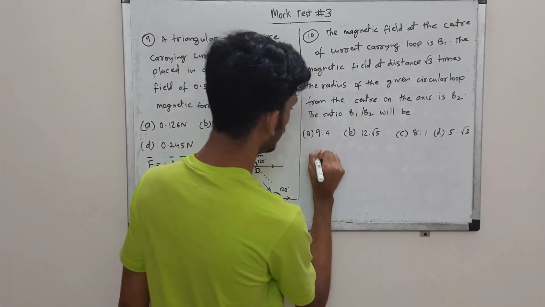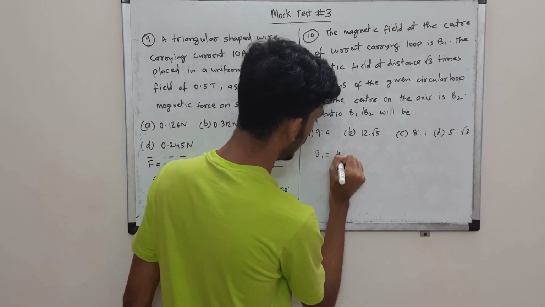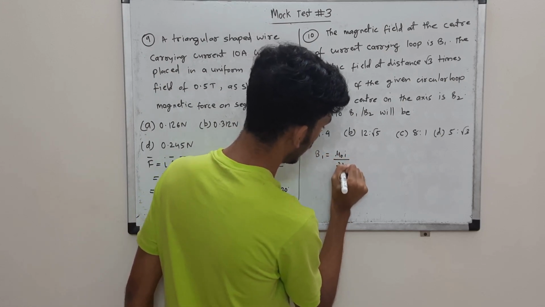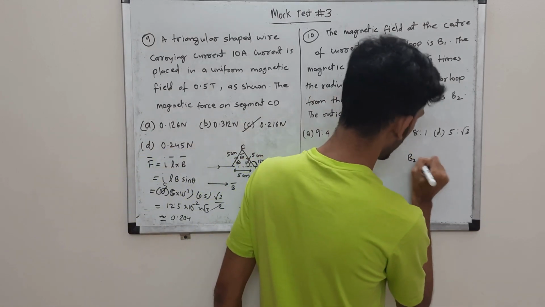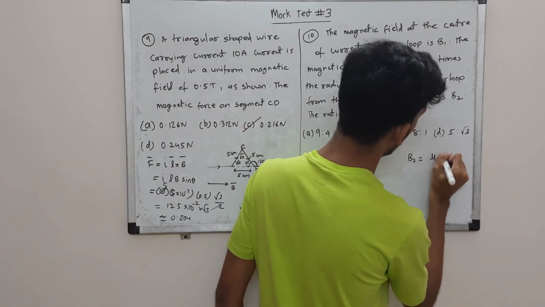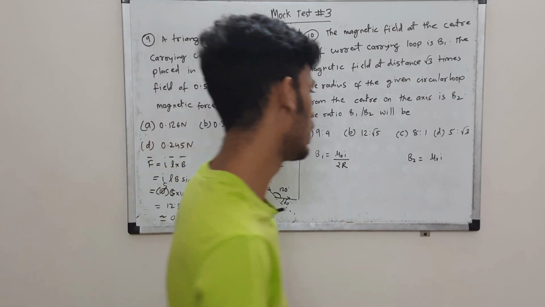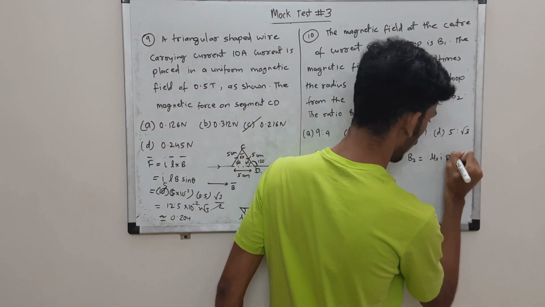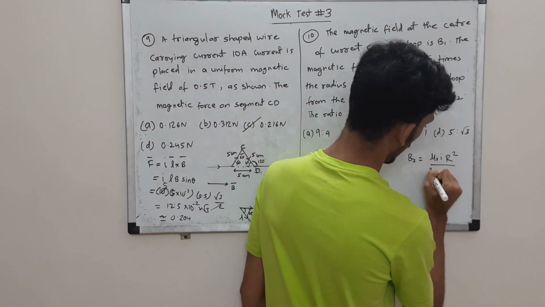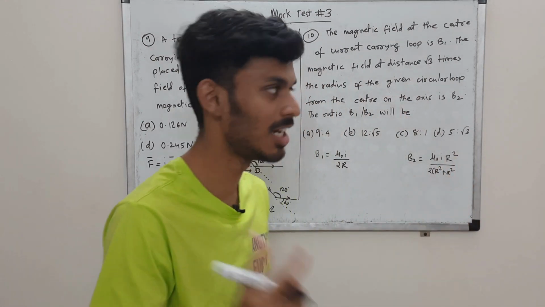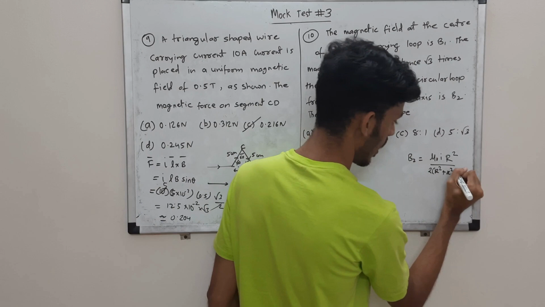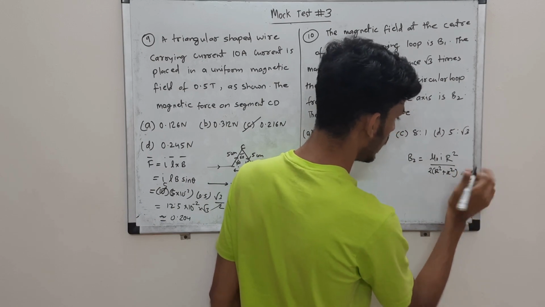B1 is pretty straightforward. Magnetic field at the center of the current carrying loop is mu 0 I by 2R. And B2, it's not that straightforward, but the magnetic field at an axial point is given as mu 0 I R square upon 2 times R square plus x square, where x is the axial distance, root 3 times the radius, that whole raised to 3 by 2.